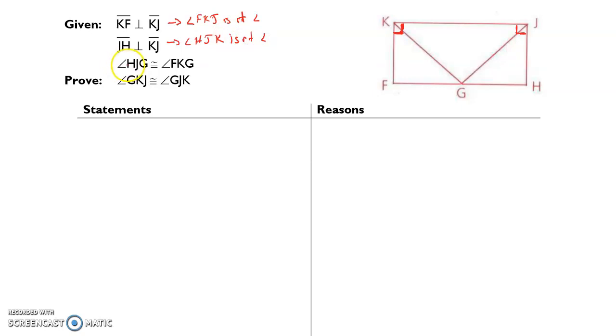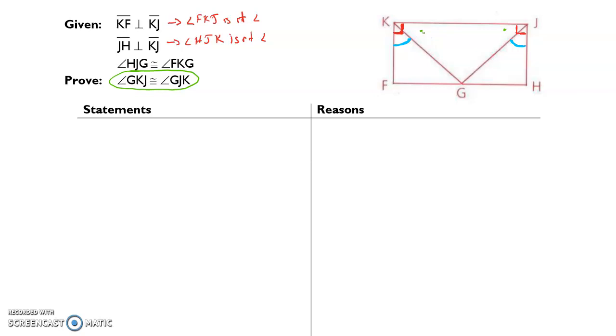They also tell me that angle HJG, H to J to G, this angle is congruent to angle FKG, this angle. And what they want me to prove, and so I'm not going to mark it in my diagram, is that angle GKJ is congruent to angle GJK. So GJK is this angle, and then GKJ is this angle here.